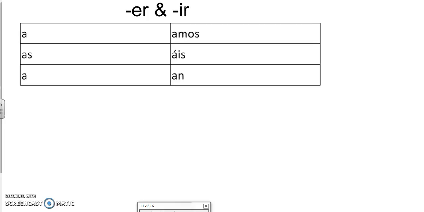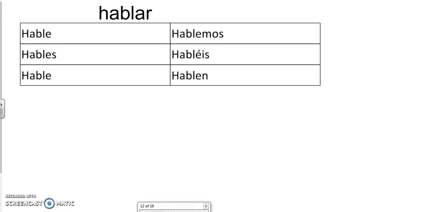So let's see if we can do a few examples. How would you conjugate the verb hablar? Hable, hables, hable, hablemos, habléis, hablen. That's the present subjunctive of the verb hablar.